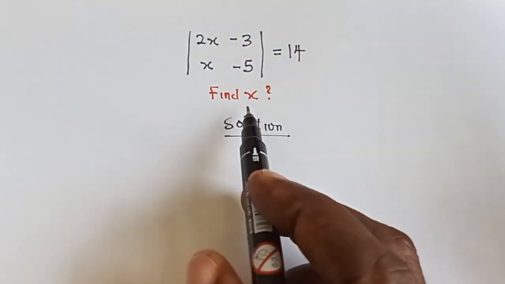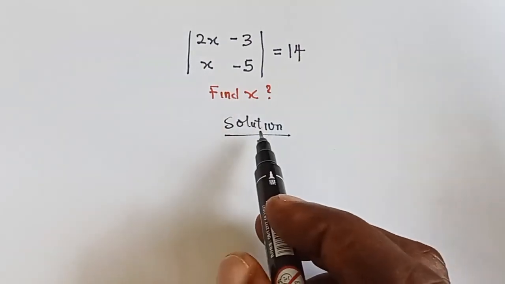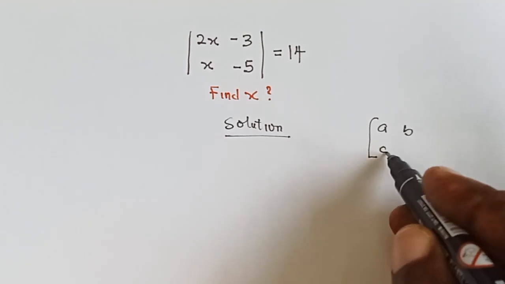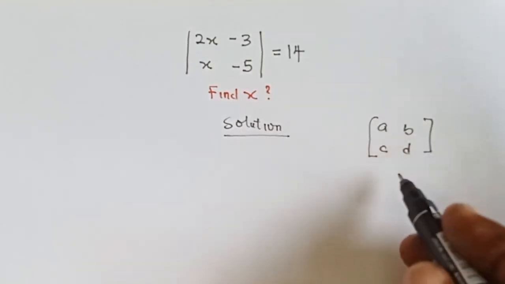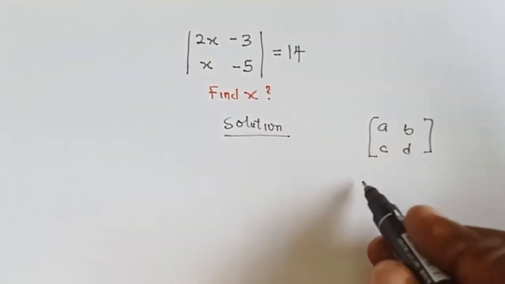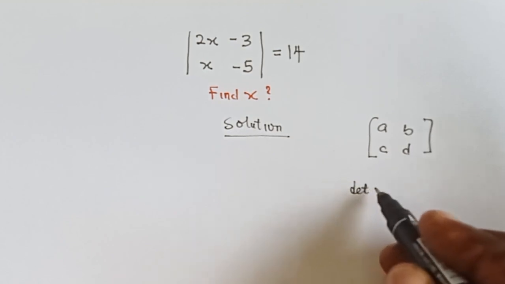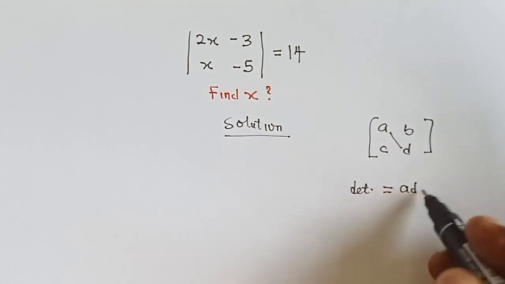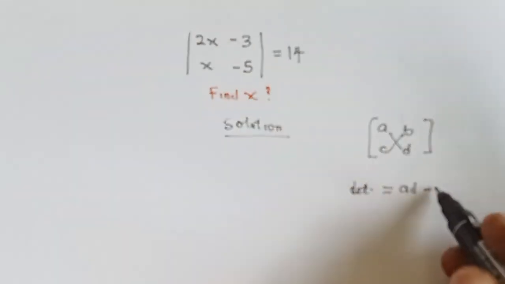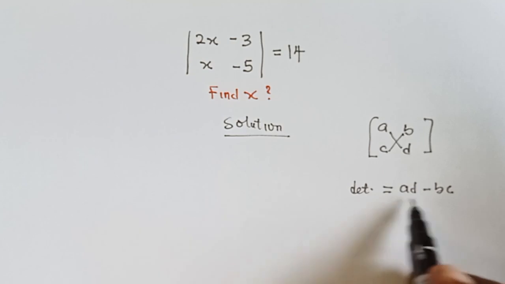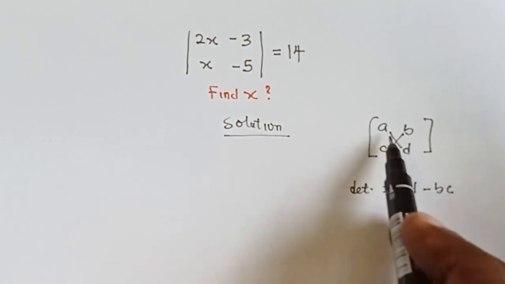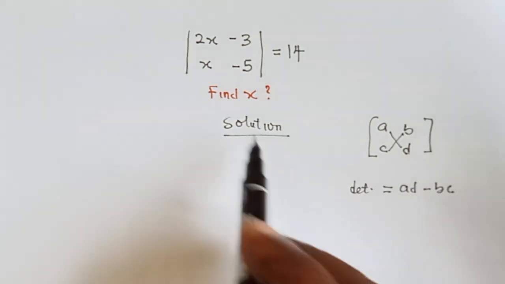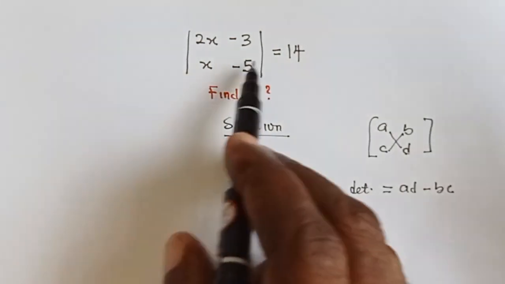Now, for us to find the determinant of a 2 by 2 matrix, if we have a matrix A, B, C, D, the determinant is calculated as: we multiply this by this, that is AD, minus, we multiply this by this, BC. So the determinant of this matrix is A times D minus B times C. And then we are going to apply that to the matrix that we are given.